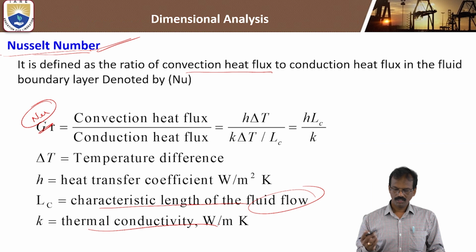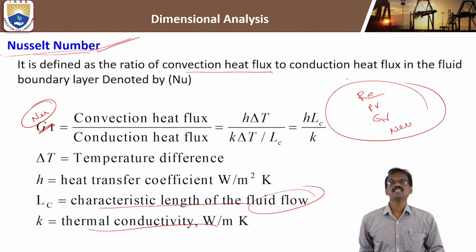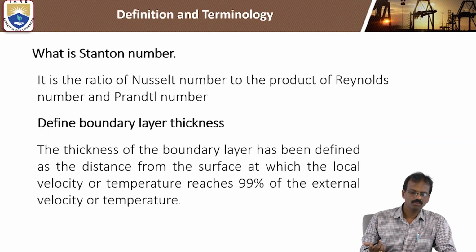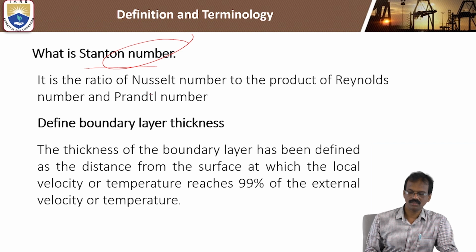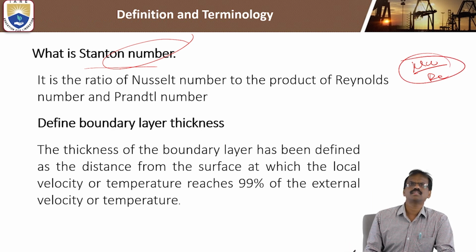All these parameters, that is the Reynolds number, Prandtl number, Grashof number, and Nusselt number, by using these parameters we can understand the convection process phenomena. Okay. So one more thing is the Stanton number. It is the ratio of Nusselt number to Reynolds number, Nu by Re. It is related to both the Nusselt and Reynolds numbers.